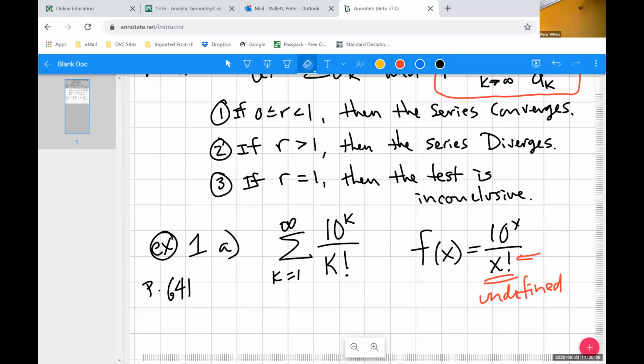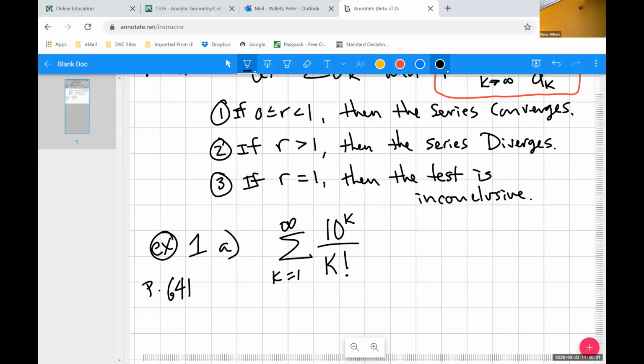Because for the integral test, we would take the integral from 1 to infinity of the function for those terms. But we can't do that when you have a factorial. So I'm pointing this out because factorials are a big indicator, real quickly, that you can't use the integral test and you're going to be doing something else. In this case, we're looking at the ratio test.